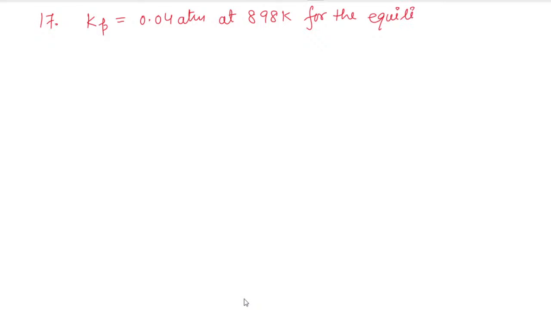Now question number 17. So in question number 17, Kp is given to you. Kp is 0.04 atmosphere at 898 Kelvin for the equilibrium shown below.